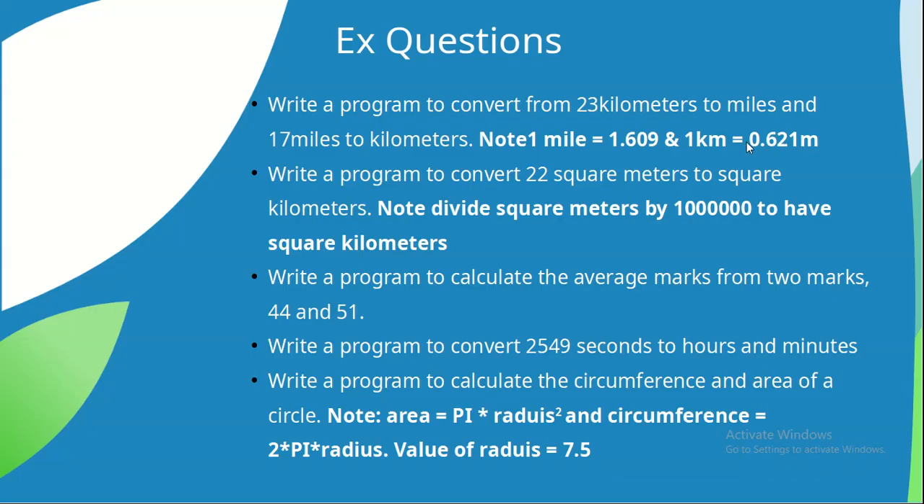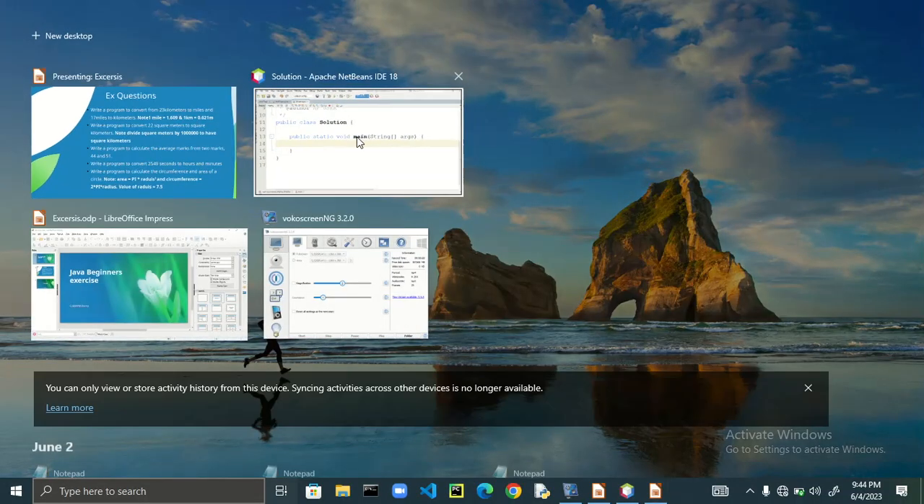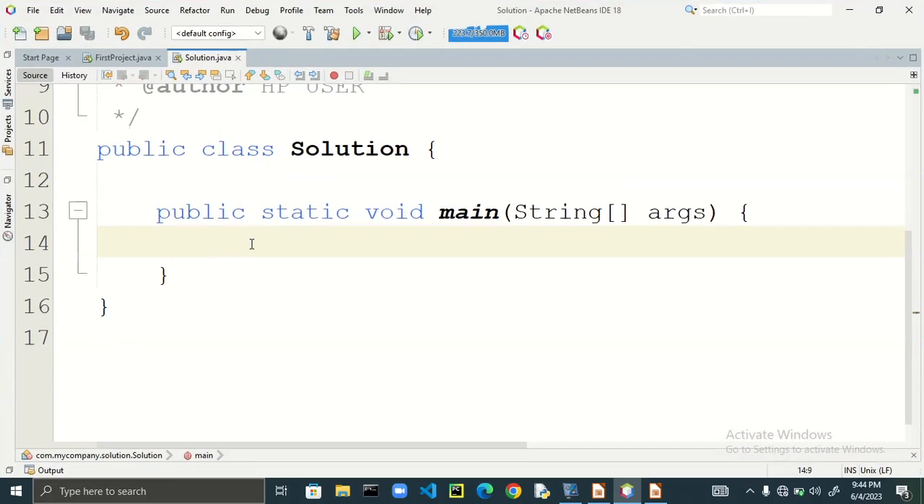0.621 miles. So it means if you have 1 kilometer, it is going to be 0.621 miles. And if you have 23 kilometers, it means you would be multiplying 23 by 0.621 to get your answer. So let's go and implement that. Now back here, I would prefer to use a float because there are some very small errors that can come up with you having your answers but not getting the actual value you need.